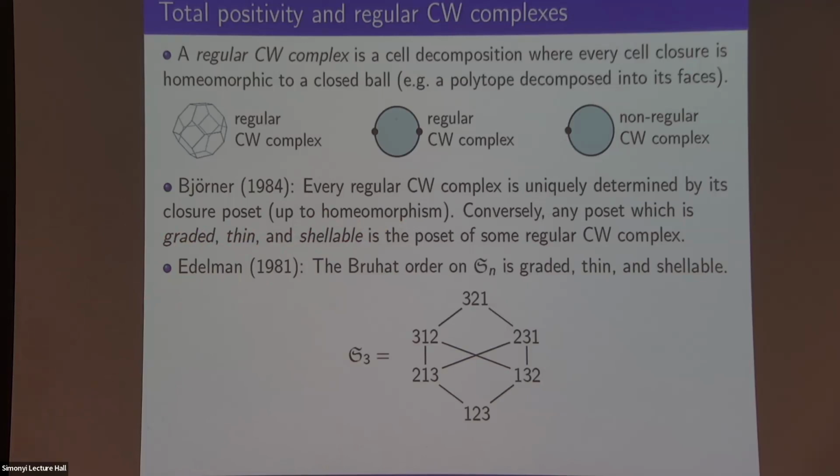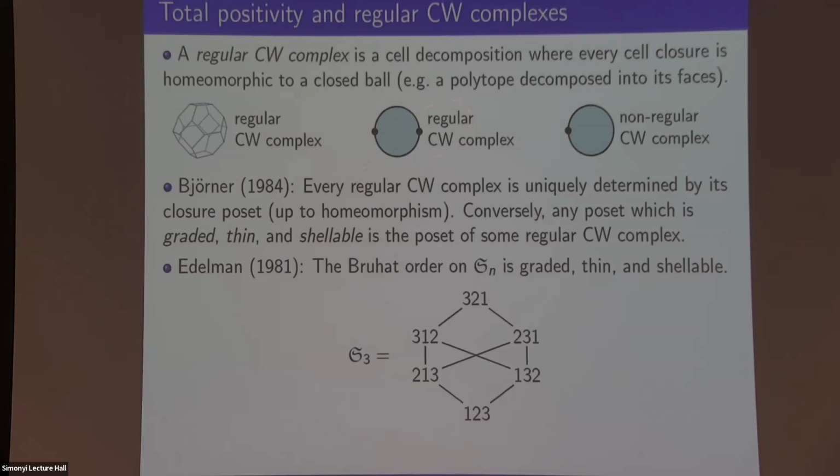So one example, shown by Edelman, is the symmetric group S_n. So this is the one we saw before. So this is S3 and the Bruhat order. And now how I'm thinking about it is it's supposed to come from a two-dimensional regular CW complex. So in this picture, this bottom element is the empty set, so I ignore it. And then these two things are two vertices, and these two things are two edges, and this is a two-dimensional face. So actually, this is the closure poset of this regular CW complex here, which cannot come from a polytope.